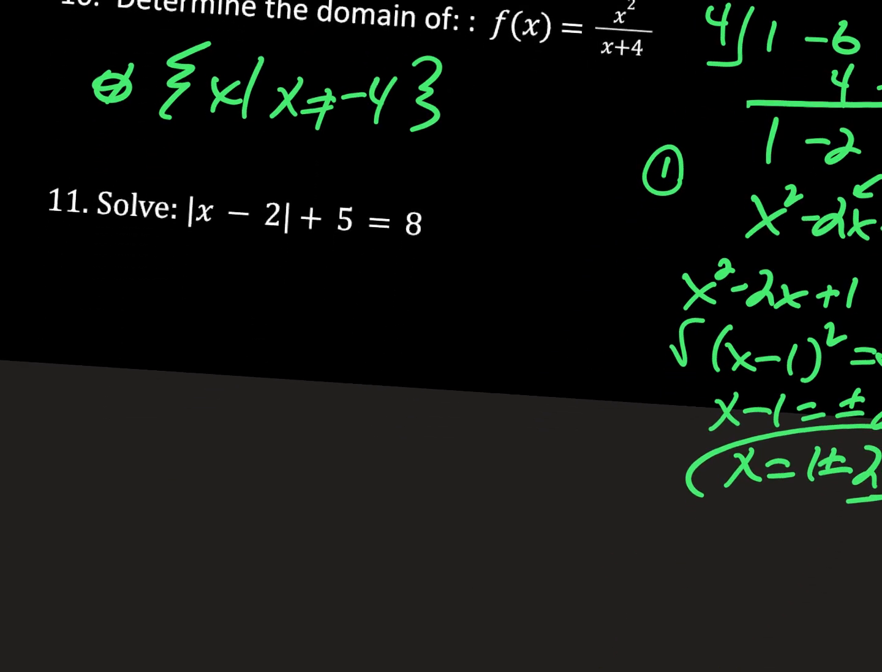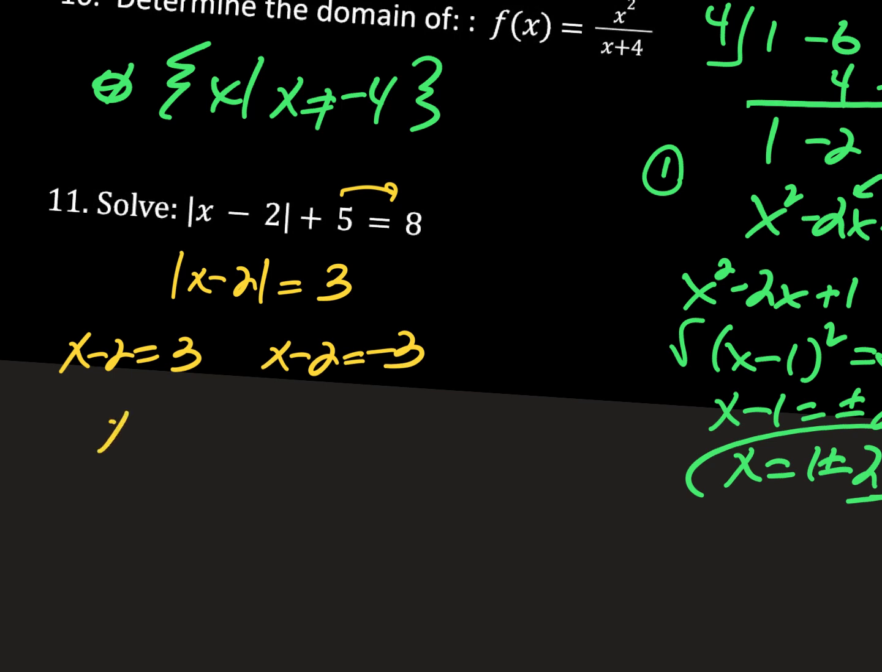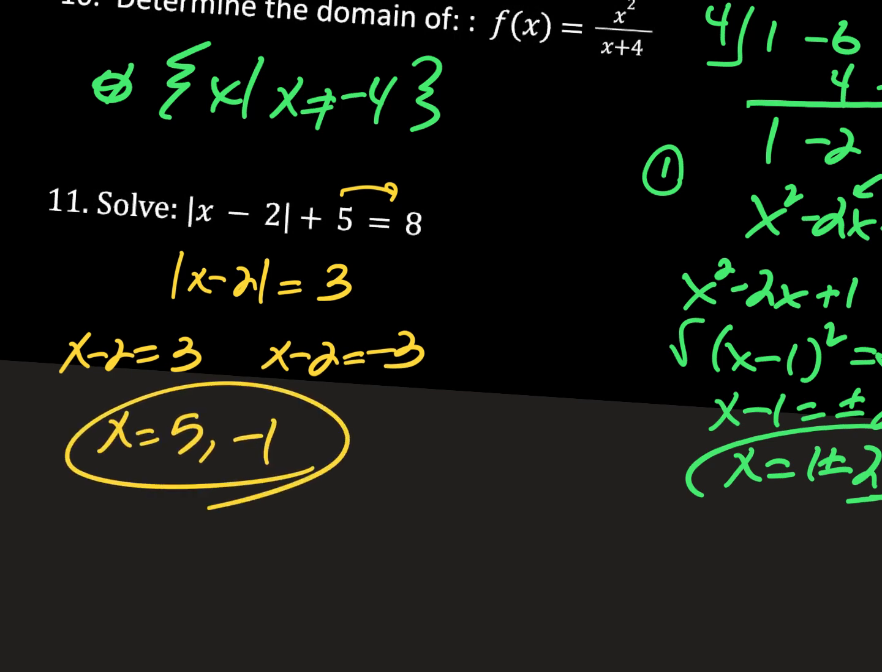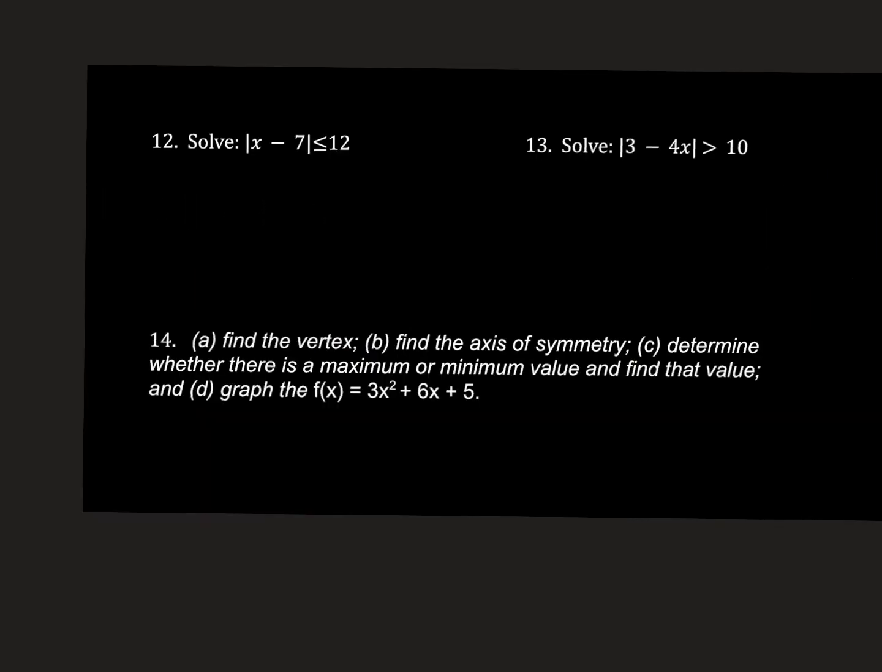Do not take the absolute value away until you isolate it. So the first thing you need to do is move that 5 over, make it 3. Now set up your 2 bars, 2 answers. x minus 2 is 3, x minus 2 is negative 3. Let's move the 2 over, move the 2 over. There's your 2 answers.